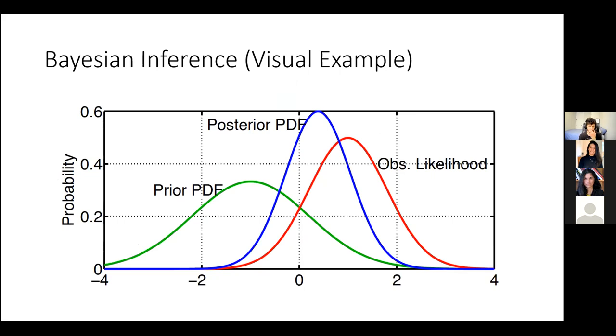Now let's see a visual example. For the inference part, the green curve here would represent, for example, a prior PDF. This is what the domain expert knowledge is reflected by. The red curve is the observation likelihood, and it tells us what the data is telling us. And then the posterior is that compromise that takes into account both the prior and the observation likelihood. Of course, the more data you have, the more influence that likelihood will have on the posterior. And so the more empirical evidence you have, the more it overwhelms that domain expert knowledge.